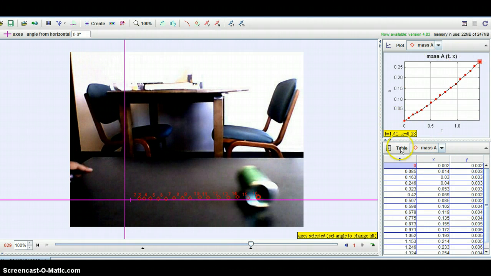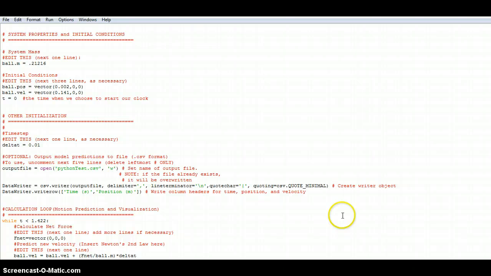The experimental graph is shown to be linear and positive. A model graph was also created in VIDLE. By manipulating a Python file that was given in lab, a model graph was made.